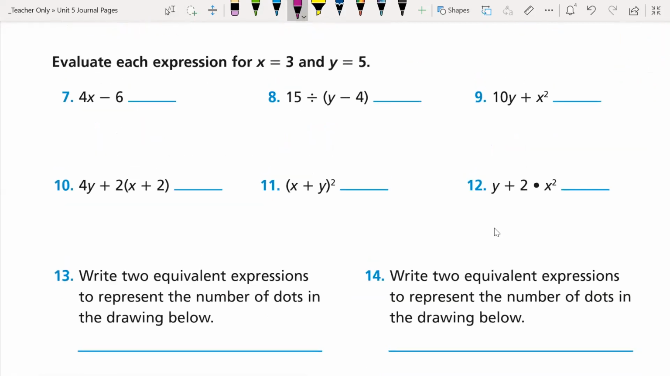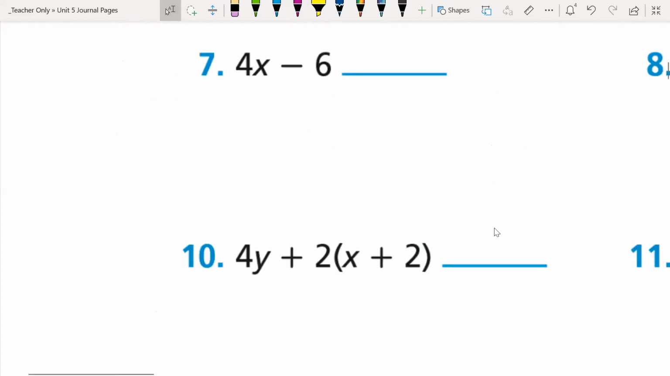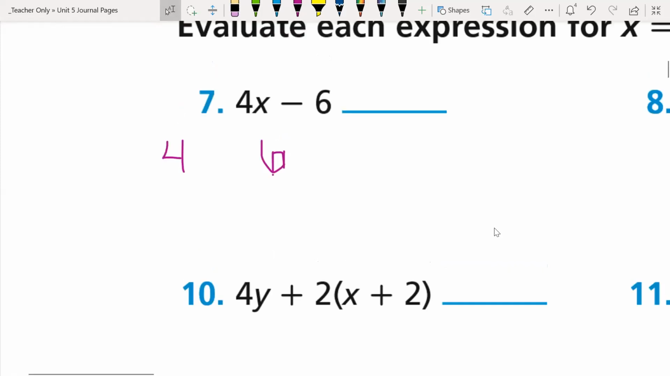Let's move on. Okay, so it says evaluate each expression for x equals 3 and y equals 5. So when x equals 3 in number 7, that's 4x minus 6. What that really means is, I'm going to zoom up on this, I have more room to work, 4 times 3 minus 6. That part of my screen just does not work. I don't know why.